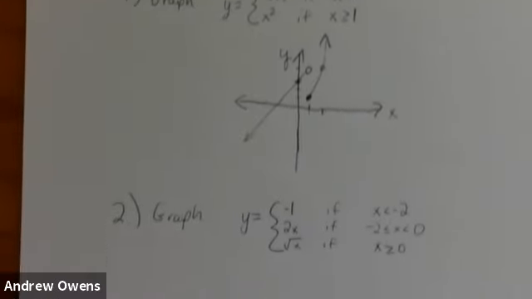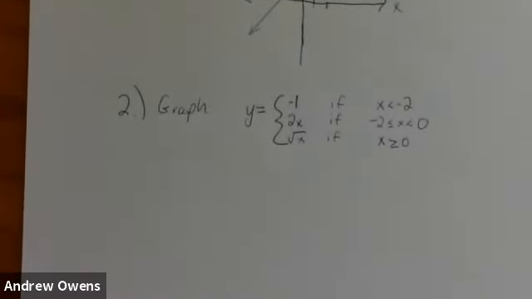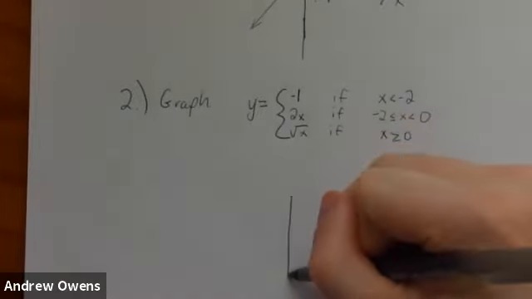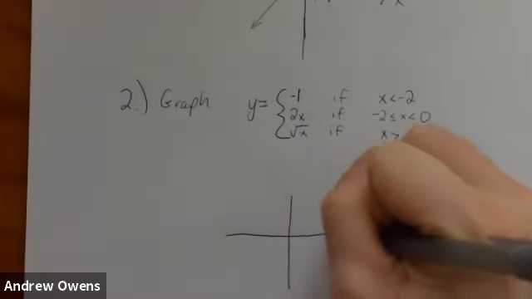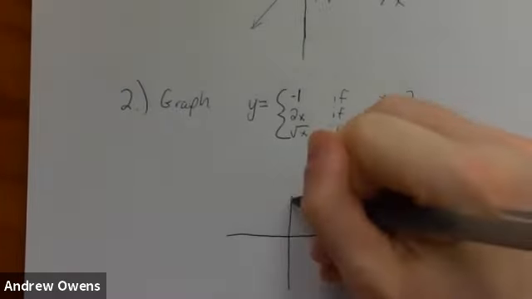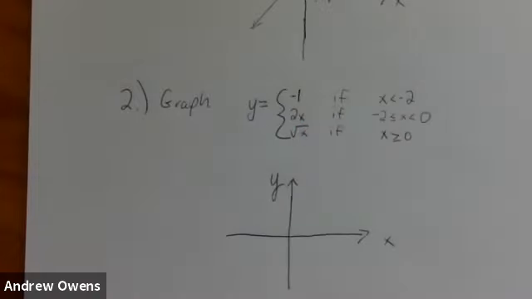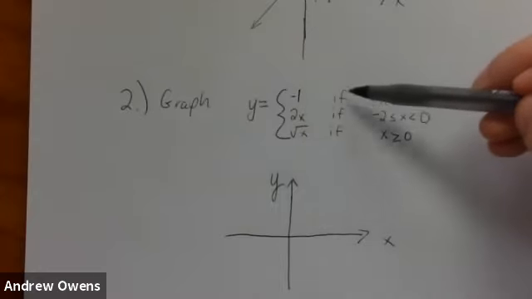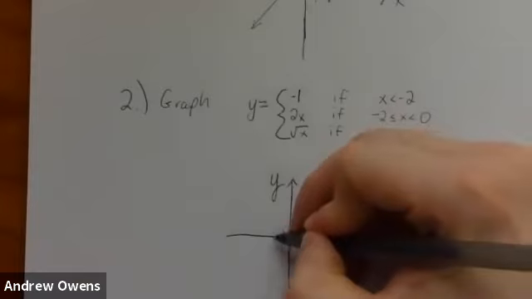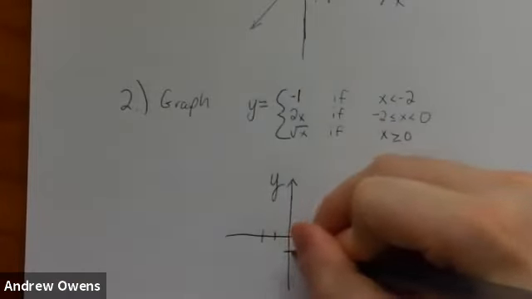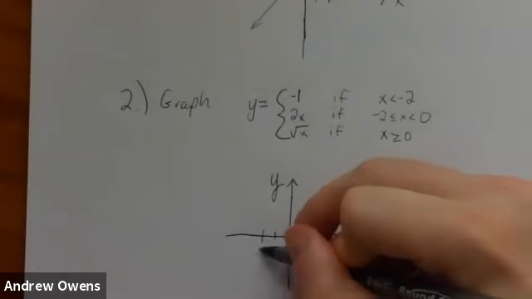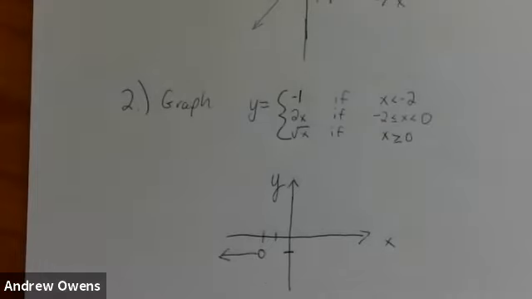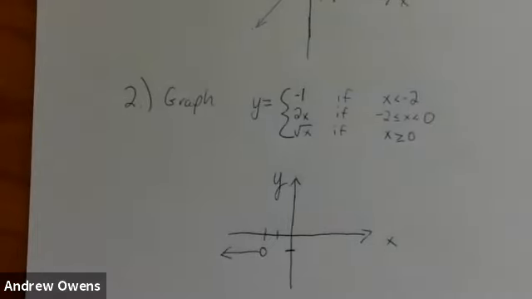Okay, so let's do one other quick example here. We are going to graph this piecewise function. So again, we draw our coordinate axes. We want to draw the graph of -1 if x is less than -2. So -1, -2, y is -1. So we have an open circle there with the function going off to the left at -1.